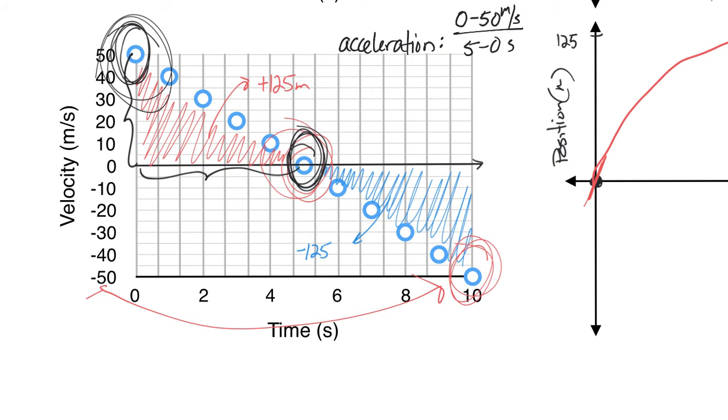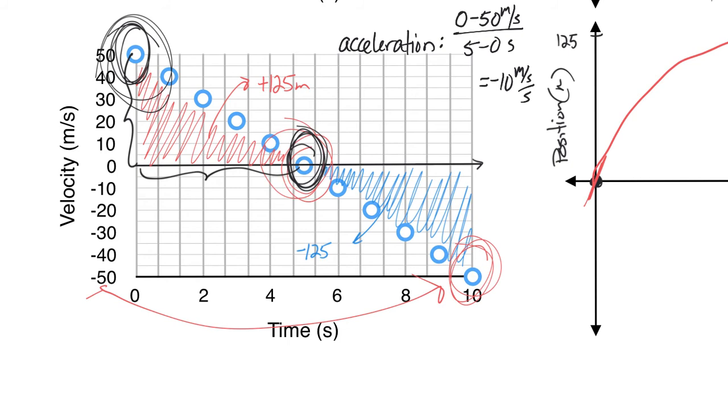So negative 50 divided by 5, or negative 10 meters per second per second. I'm writing it like that not to make it more complicated, but understand units in physics are all compound units. They're all a mess. So if you write it like this, it tells you how fast the velocity changed. For each second, the object's velocity decreased by 10 meters per second.